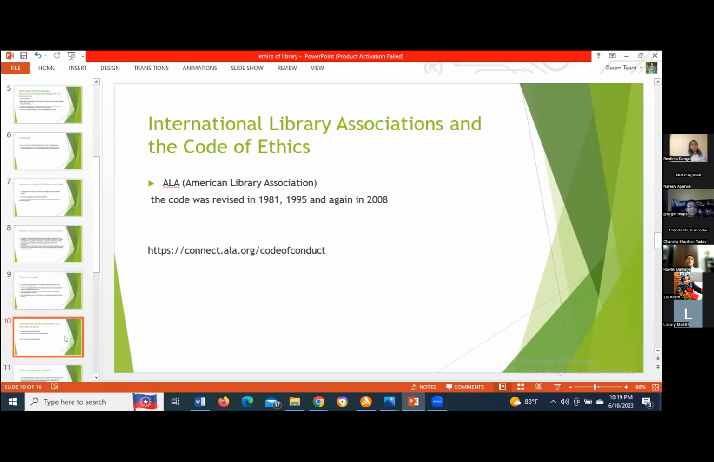International Library Association and the Code of Ethics, ALA, American Library Association. The code was revised in 1981, 1995, and again in 2008. From this link, we can have all the information regarding the ALA Code of Ethics.